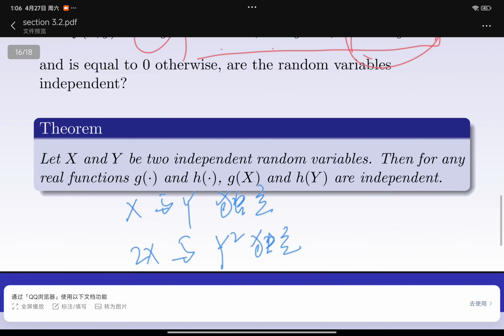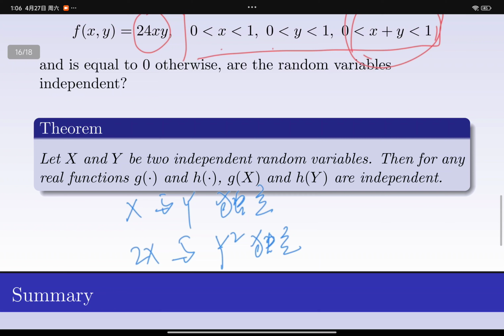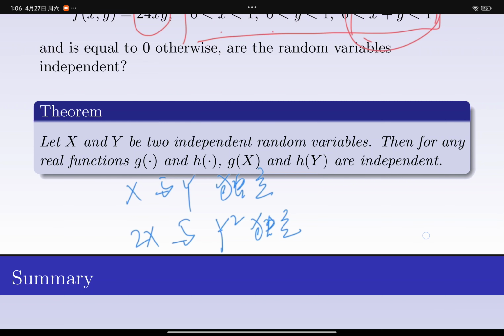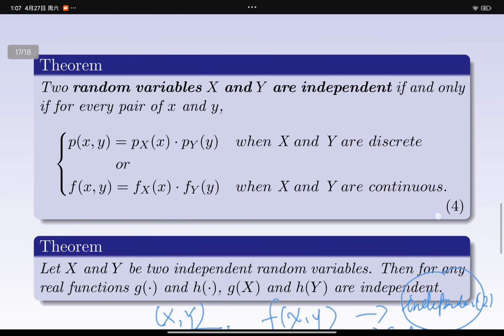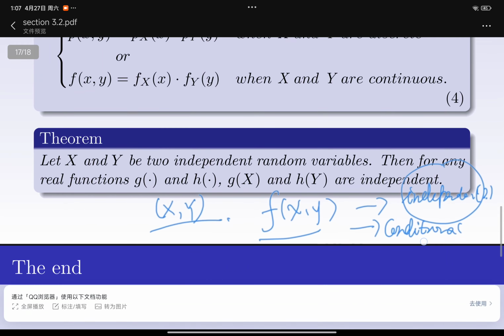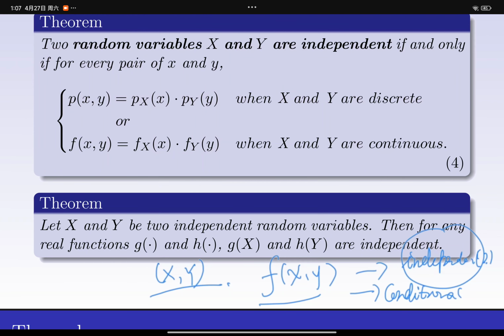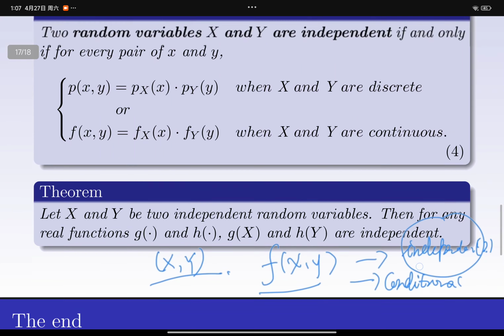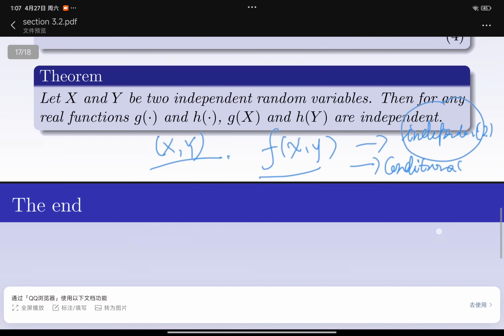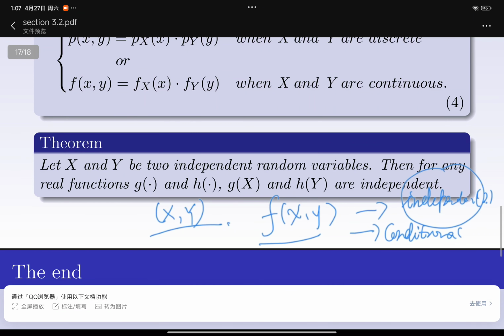let x and y be independent. Then for any real functions g and h, g of x and h of y are independent. Whether they are discrete or continuous, they are of different types. But to repeat again, if they are independent, then for any real functions g and h, g of x and h of y are independent.